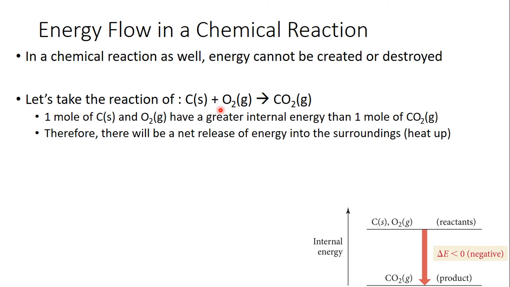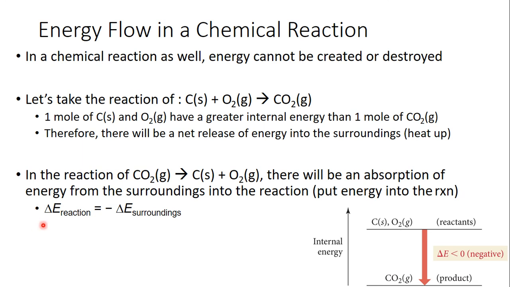Since energy can't be destroyed or created, when this reaction happens, this energy has to go somewhere. So our reactants are higher energy than our products. Therefore, we release energy into the surroundings, and the surroundings heat up. So this is an exothermic reaction, because our system is our molecules, and we have lost energy and we gave it to the surroundings.